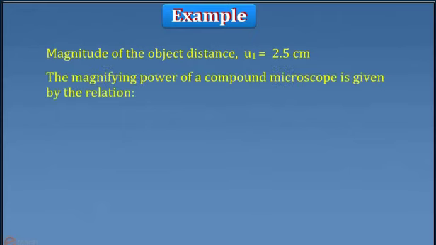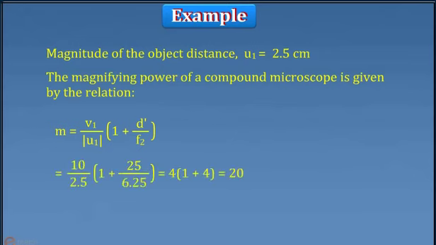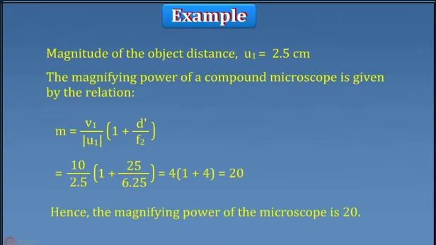The magnifying power of a compound microscope is given by the relation m is equal to v1 by magnitude of u1 into 1 plus d prime by f2. On substituting v1, u1, d prime and f2, we have magnification is equal to 20. Hence, the magnifying power of the microscope is 20.